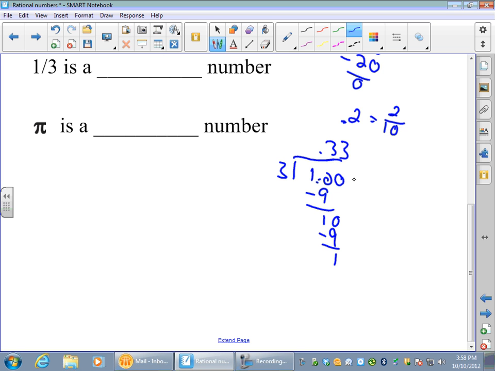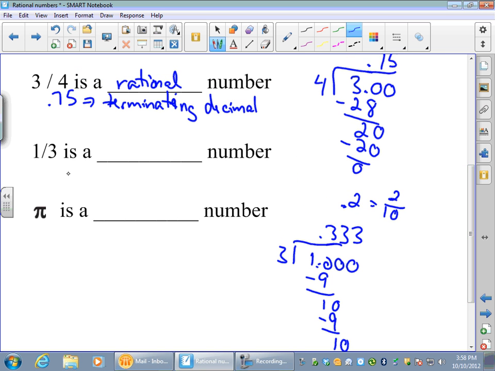Subtract, you get 1. Add a 0, bring it down, and hopefully by now we can see there's a pattern here. I keep getting 9 and 1 left over and bring it down for 10. So I keep getting 3, 3, 3, 3, 3. So we call that a repeating decimal. And if you remember, you can write repeating decimals with a bar over them.